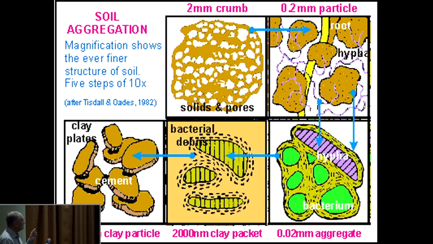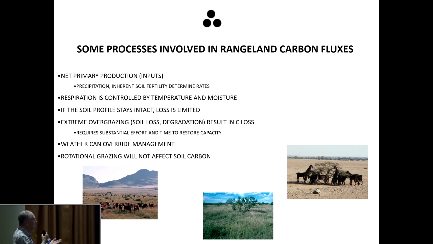So that's that very, very small scale up to the visible scale. And for the rest of the time I'm going to talk, we'll start going up. All right, so on rangeland, we've got these processes going on, and these are the processes involved at a management scale that really affect these carbon fluxes.